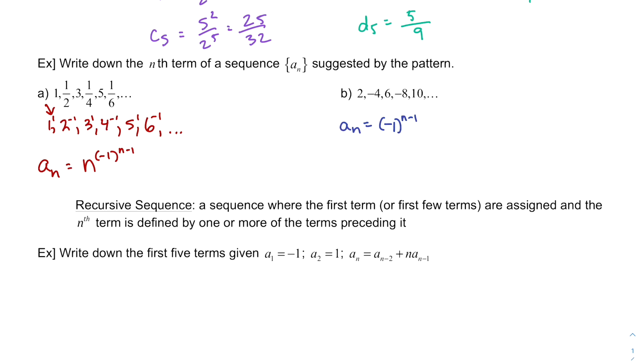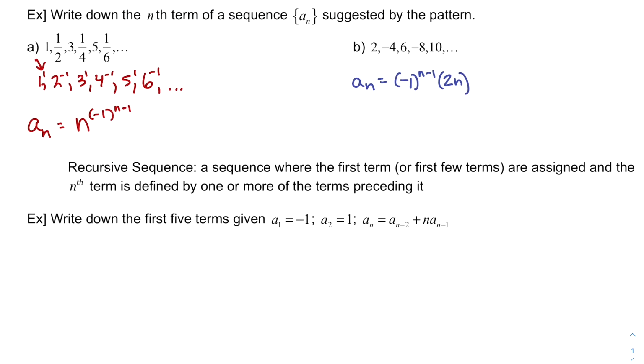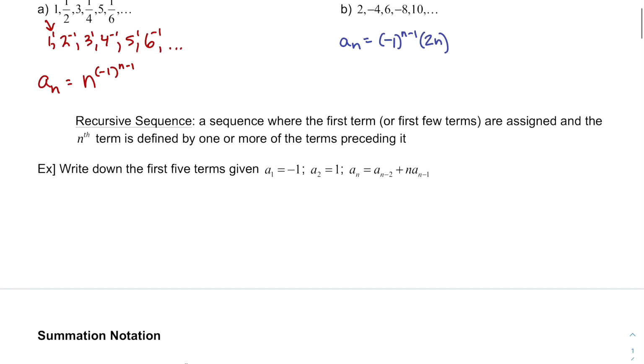And now I'm seeing the even numbers, 2, 4, 6, 8, 10. So I think that I can just multiply this by 2n. And this one was a little bit easier to figure out. These are all written out explicitly.